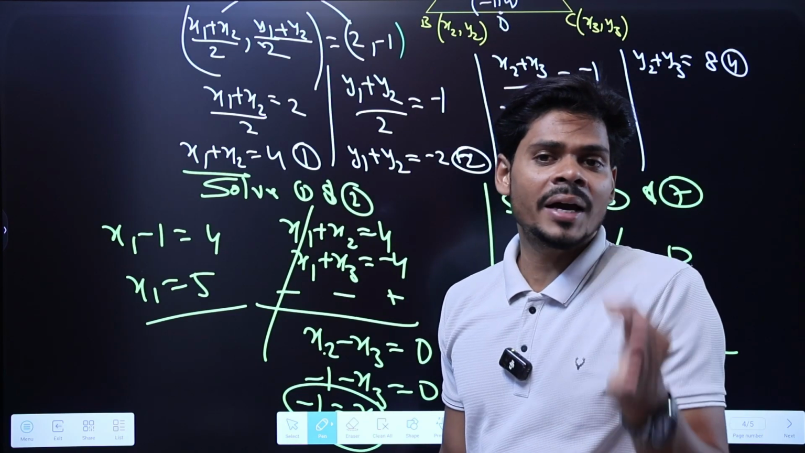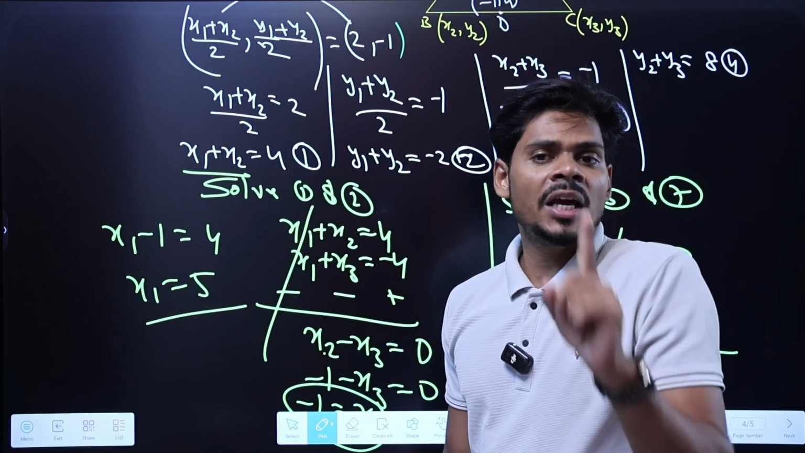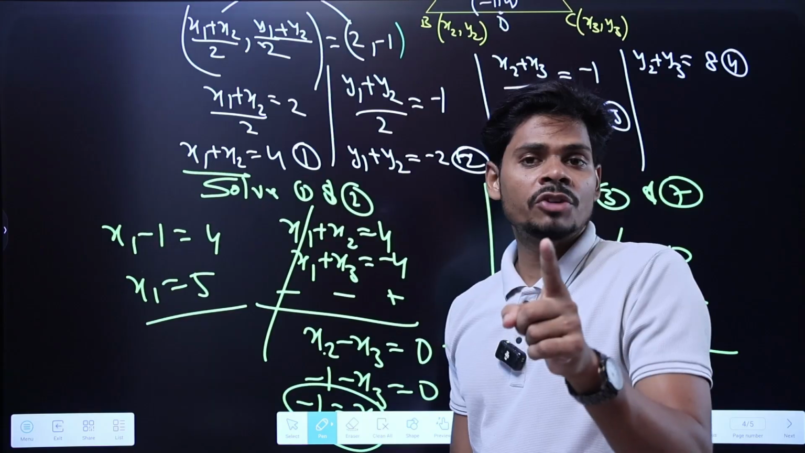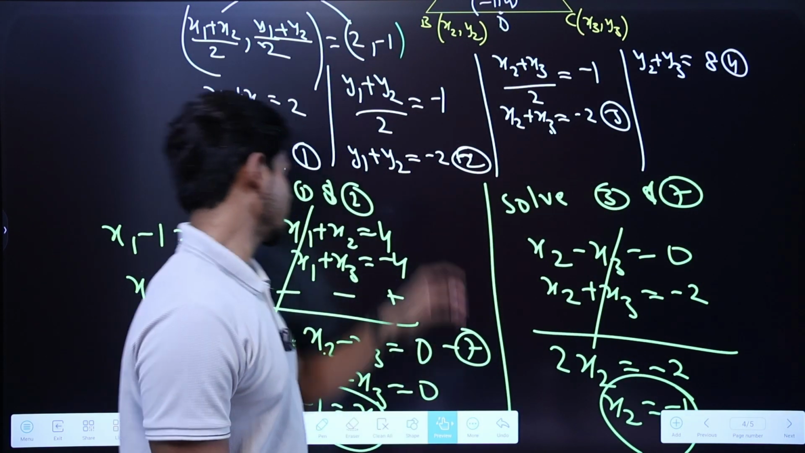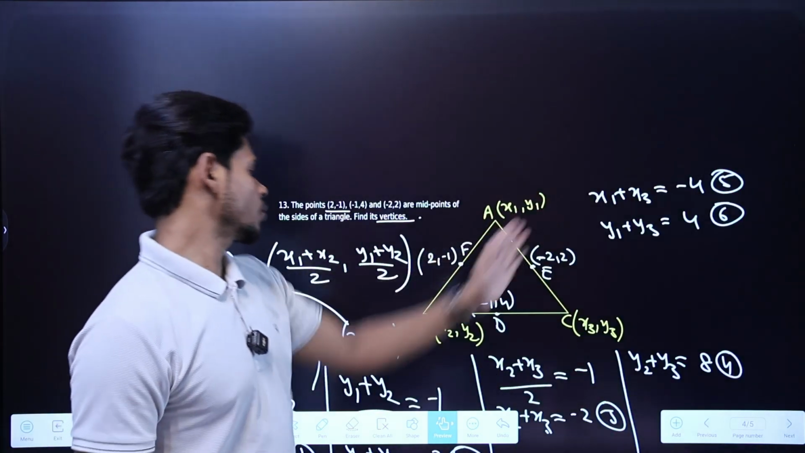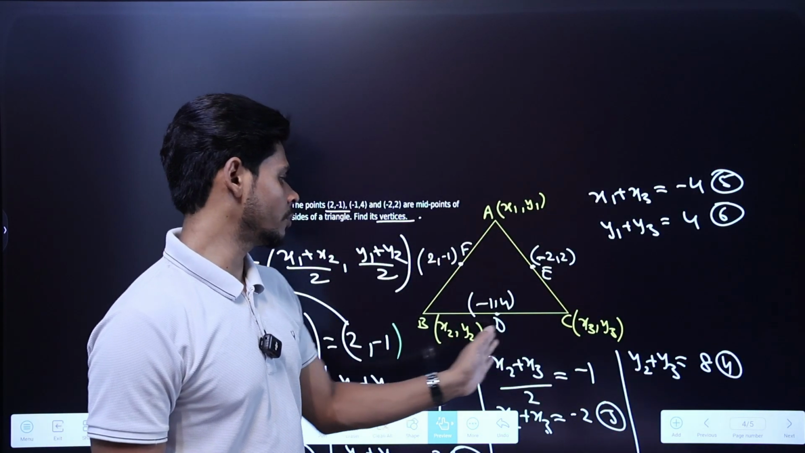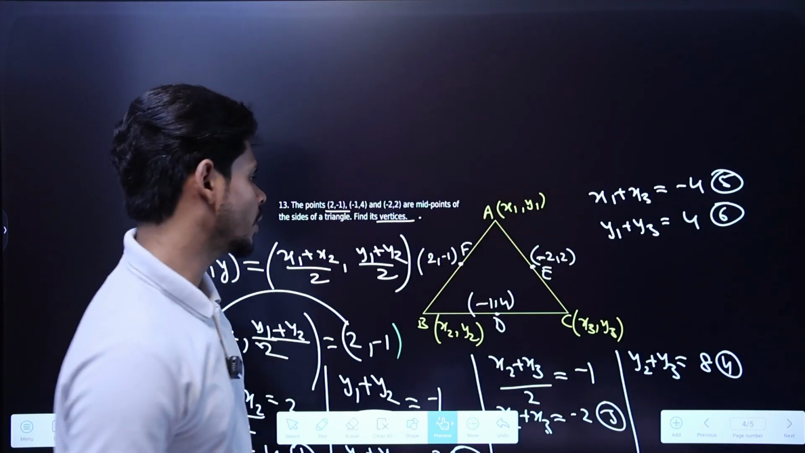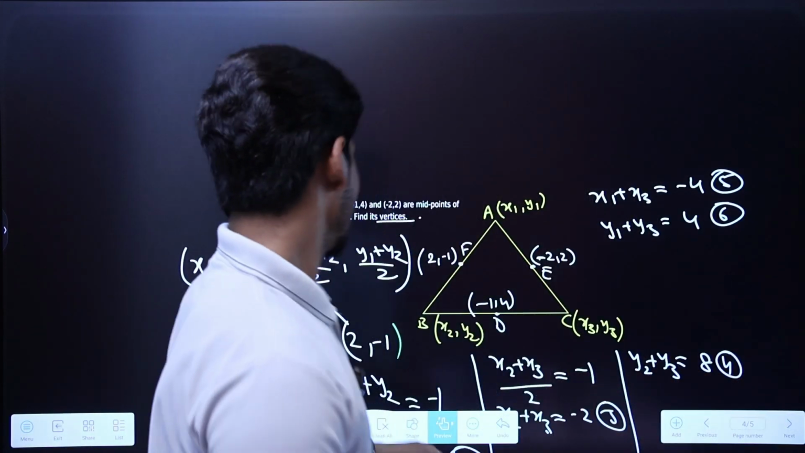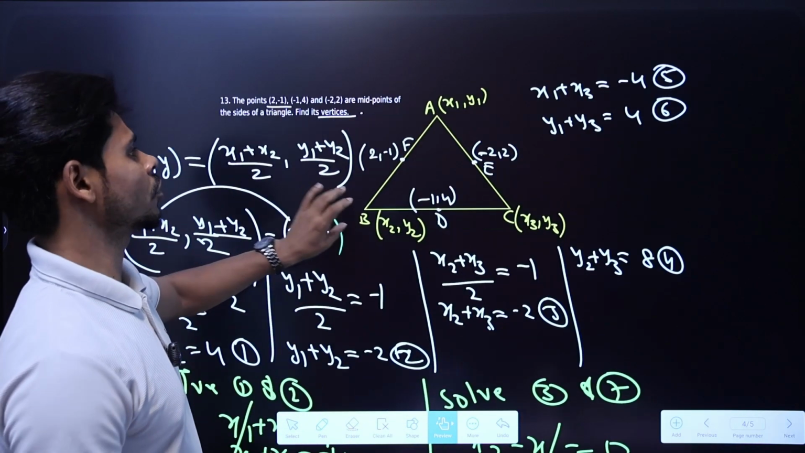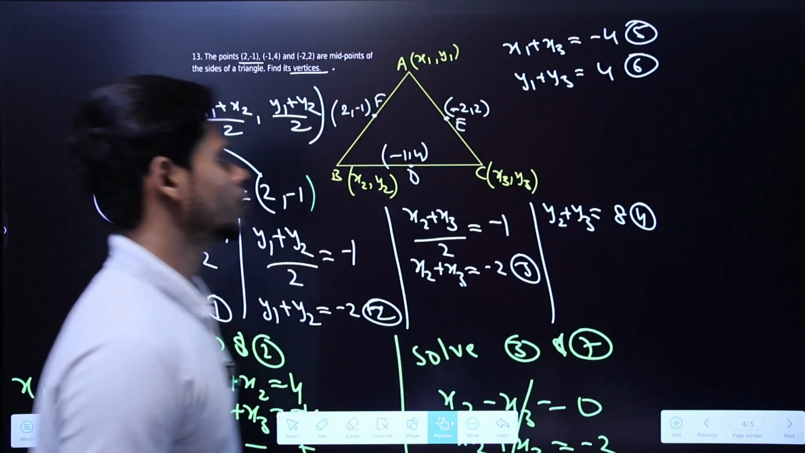In the same way, guys, you are going to solve the equations for y, and you will get the values of y1, y2 and y3. Then you are going to substitute the x1 y1, x2 y2 and x3 y3 values to get the vertices of the triangle. And let me tell you, this is one of the most important questions from the midpoint topic.